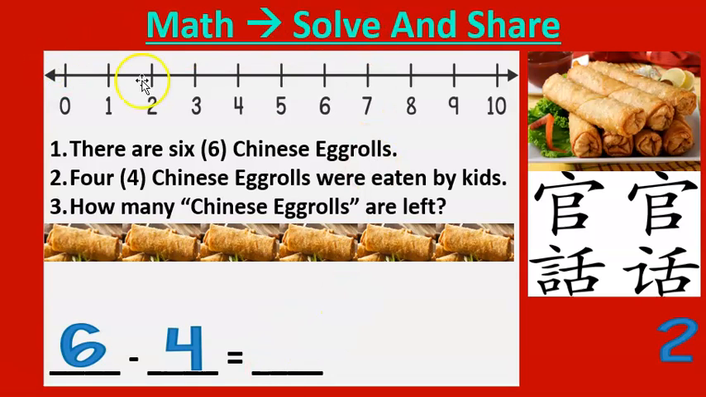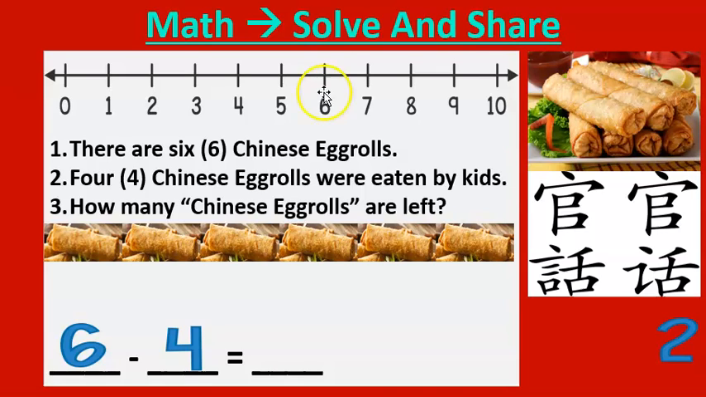To get this answer, we're going to use the number line up here, okay? So look, it says, there are 6 Chinese egg rolls. 6 is up here, so we're going to start at 6 right here, okay? Now, boys and girls, how many numbers am I going to jump backwards now to get our answer? 4. Okay, so watch Mr. Begay now. We're going to start at 6. We have to jump back 4 times to get our answer because we are subtracting.